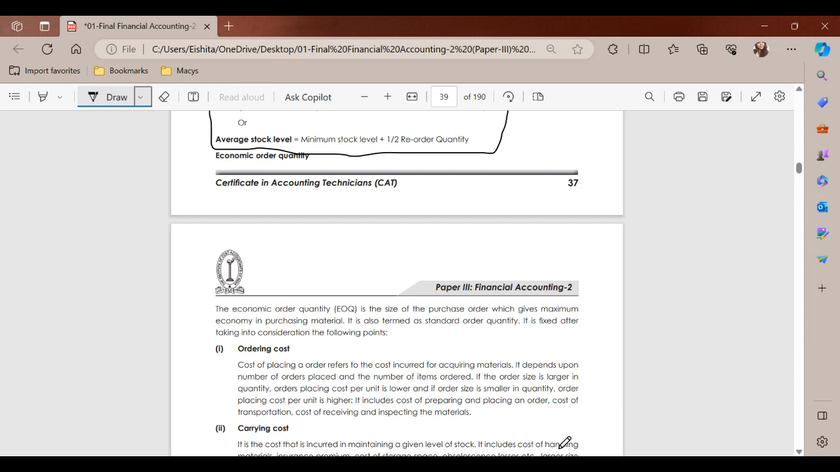One is the ordering cost. Cost of placing an order refers to the cost incurred for purchasing the material. Now, what are the components of ordering cost? There can be questions on that. What are the components of carrying cost? There can be questions regarding that. So please make sure that you understand and you note them with your hands, because this is very important as far as this topic is concerned. Ordering cost and carrying cost. ठीक है? Or we will cover them in the next class.